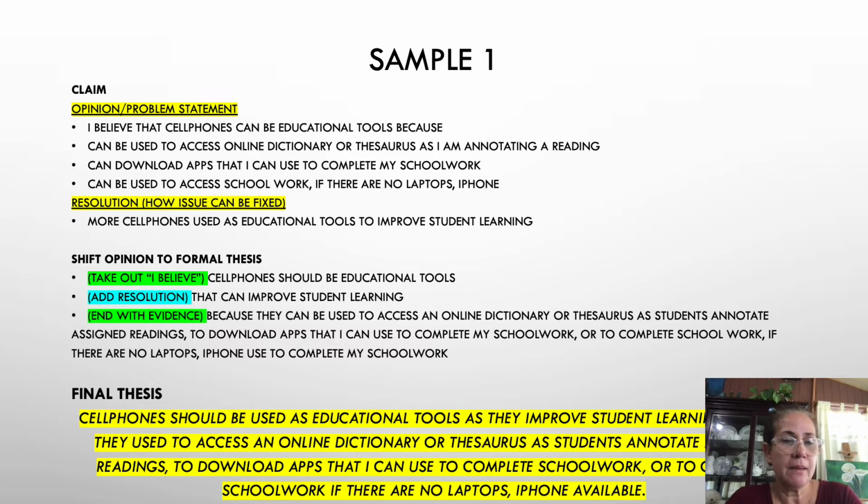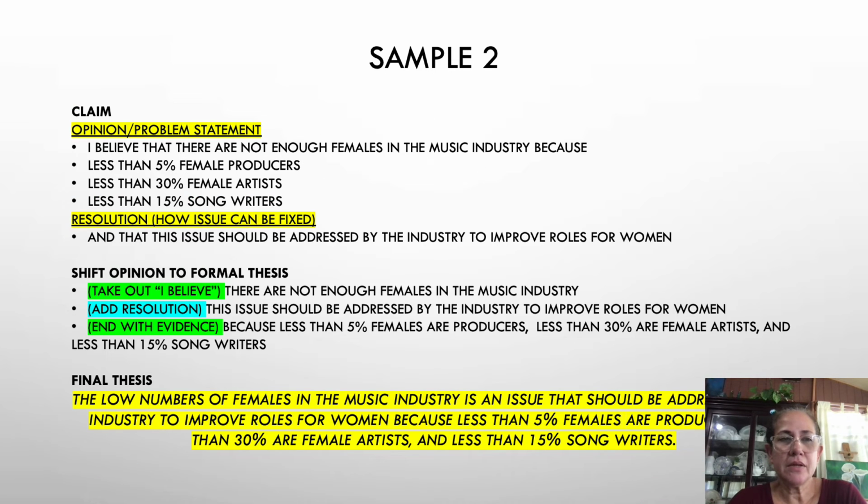Let's practice one more time. This was another topic from one of the papers, and in this paper, the topic or the issue being discussed was the fact that there is not enough female representation in the music industry. So that means not enough female representation in all the different kinds of roles in the industry. So the data that could support that is one piece of data: less than 5% of producers are female. The second piece of data, less than 30% are actual artists.